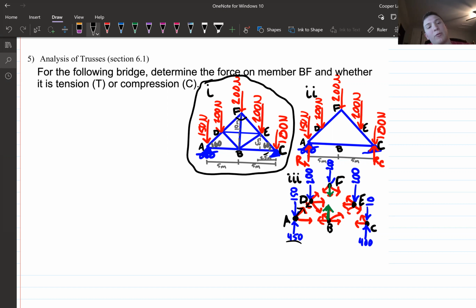So I'm going to quickly review what tension and compression are. Tension refers to when the arrows point in on the shape, while compression refers to when the arrows point away from the shape. So that being said, let's get started.